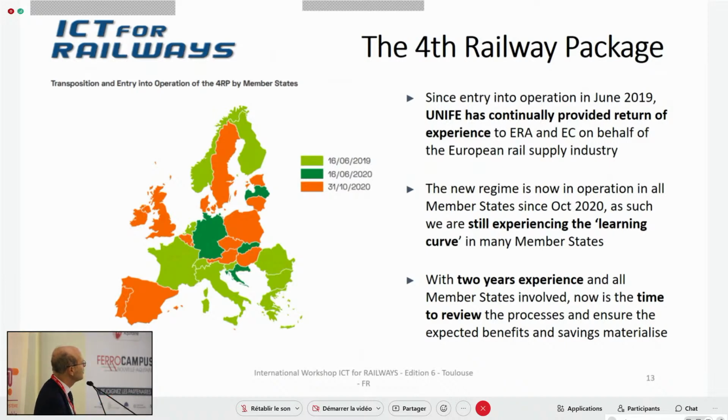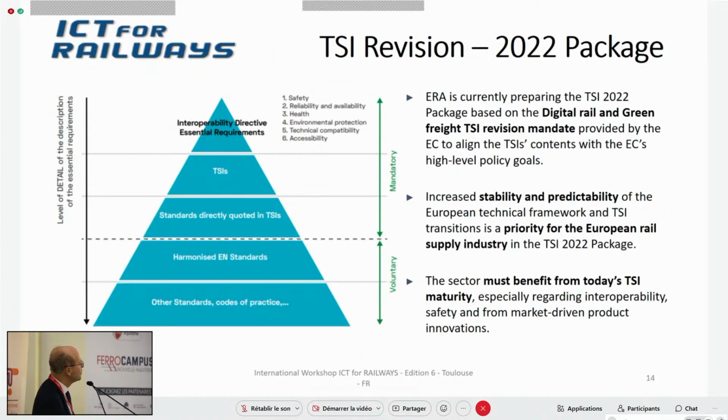Now, if we go to the next slide, it has been mentioned by the Commission that there will be the TSI revision in the 2022 package. This is also extremely challenging, because you review the whole system, and of course the Commission, together with the member states and the industry, including the operators, the infrastructure managers, and ourselves, are working on this revision.